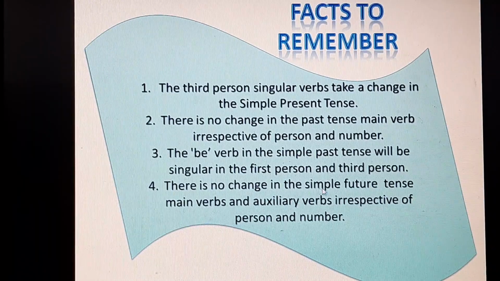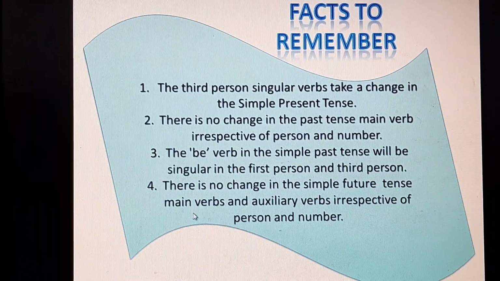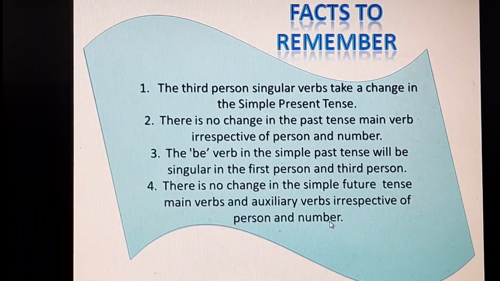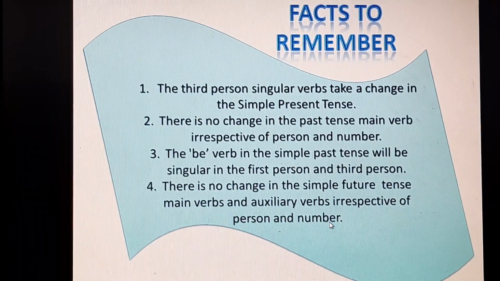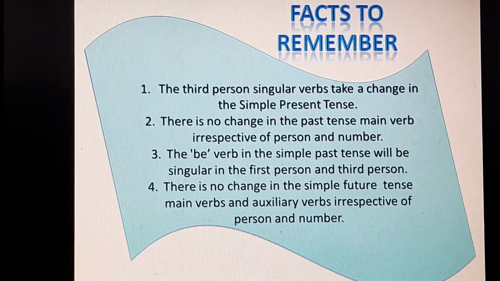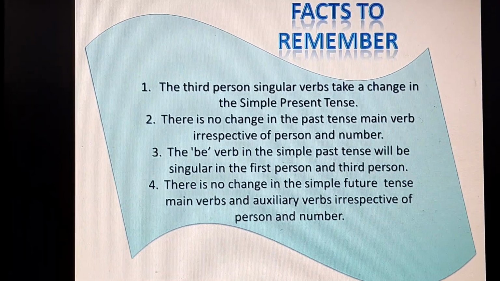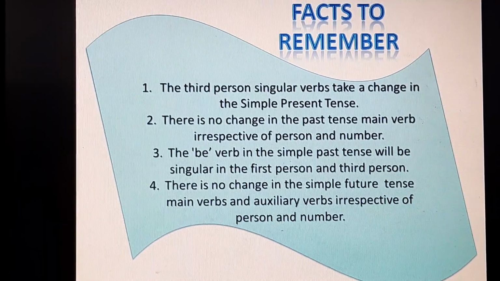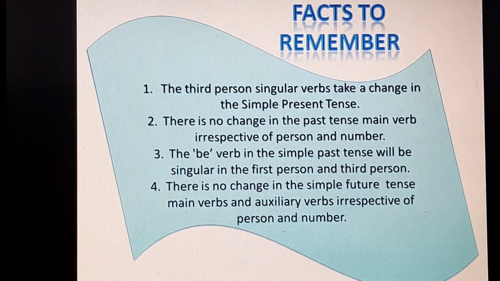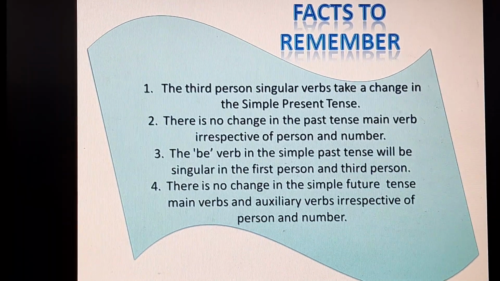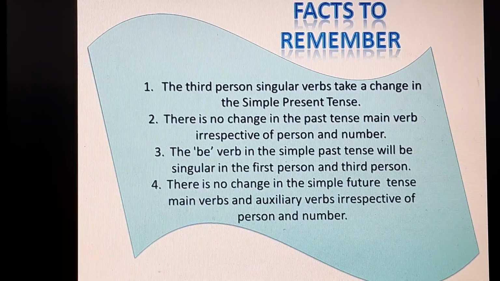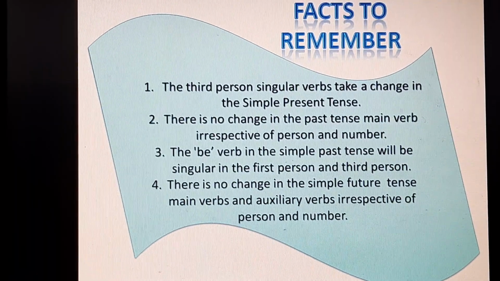There is no change in the simple future tense, main verbs and auxiliary verbs, irrespective of person and number. So in the future tense, your verb will be will plus the present tense form of verb, whether it is the auxiliary verb or the main verb. So I think you should have understood the simple tenses: the simple present tense, simple past tense, and simple future tense. Children, I'll see you in the next class.